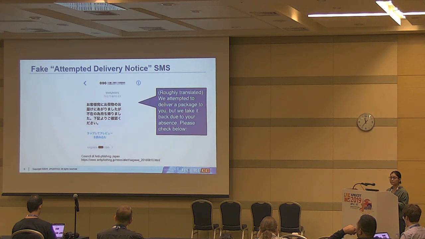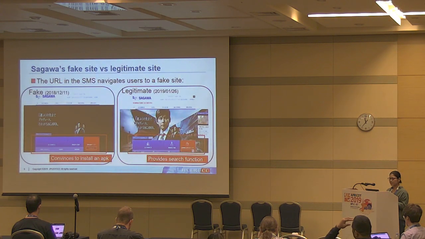This is a real SMS message that a victim received, and it says, we attempted to deliver packages to you, but we took it back due to your absence. Please check below. If you click the URL below, then a fake website appears. Here I showed both a fake website and the legitimate website. You can see the similarity here, and it is very elaborate work. The fake one convinces you to install an APK file, but the legitimate URL is just providing a search function. At the time, everybody who faces this fake website has no doubt about clicking the APK file, right? Because the appearance is convincing enough to believe, and there is no other choice at the time.